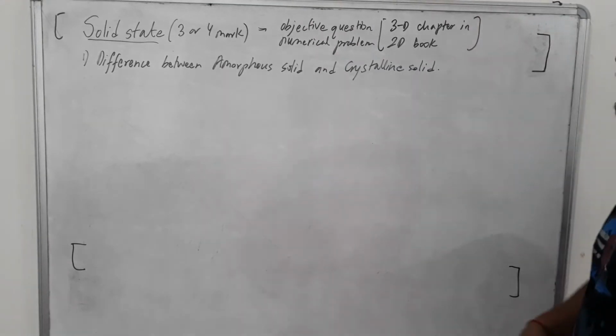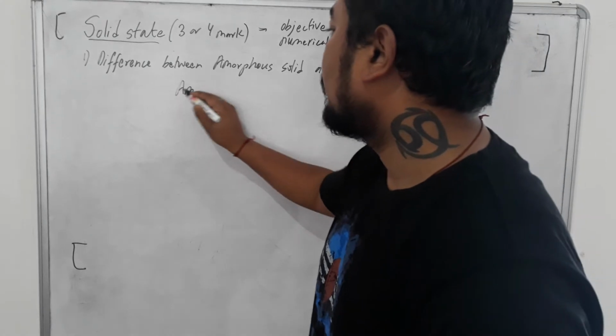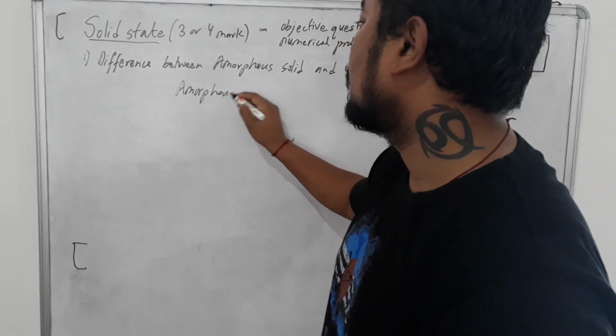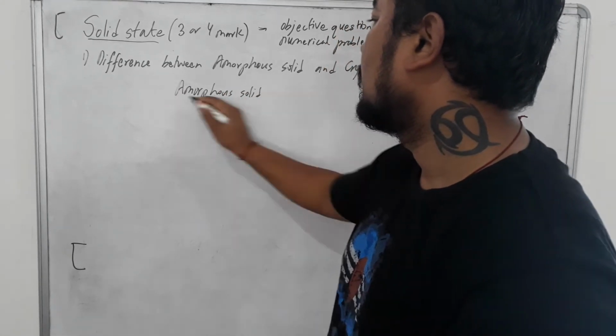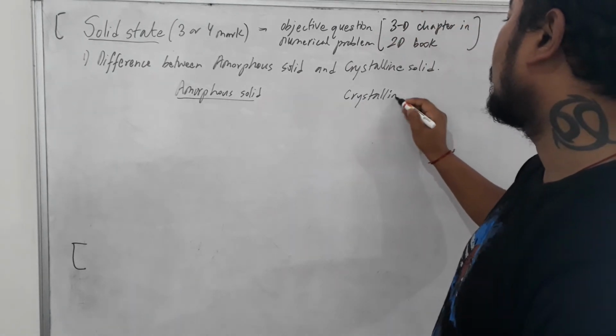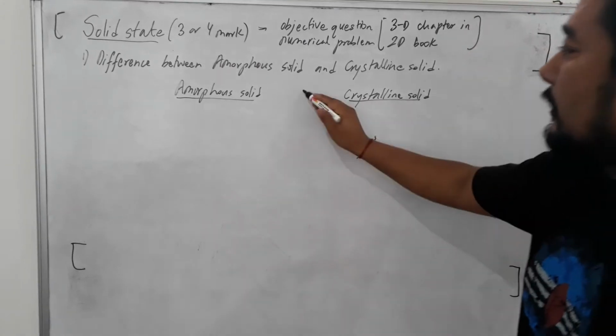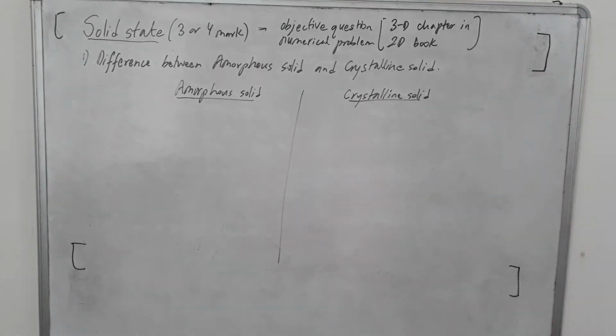So on one side I am writing amorphous solid. The other side I am writing here is crystalline solid. Amorphous solid and crystalline solid. And what we are going to see first is the difference between them.